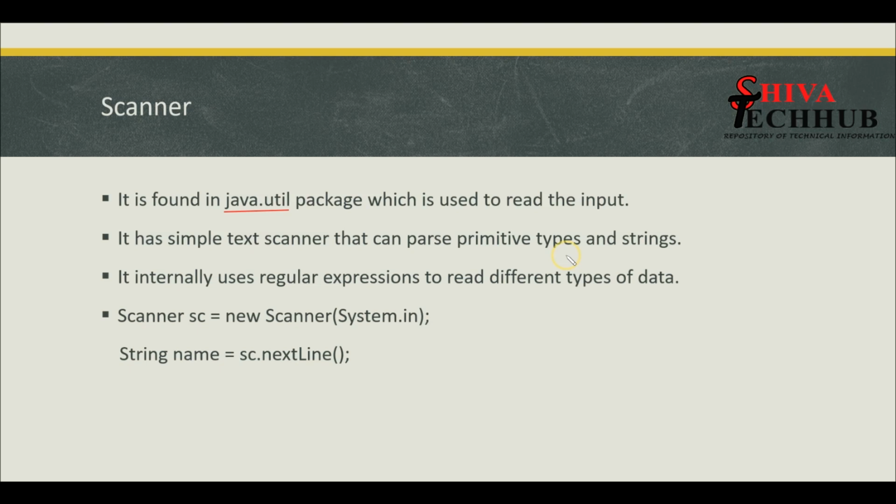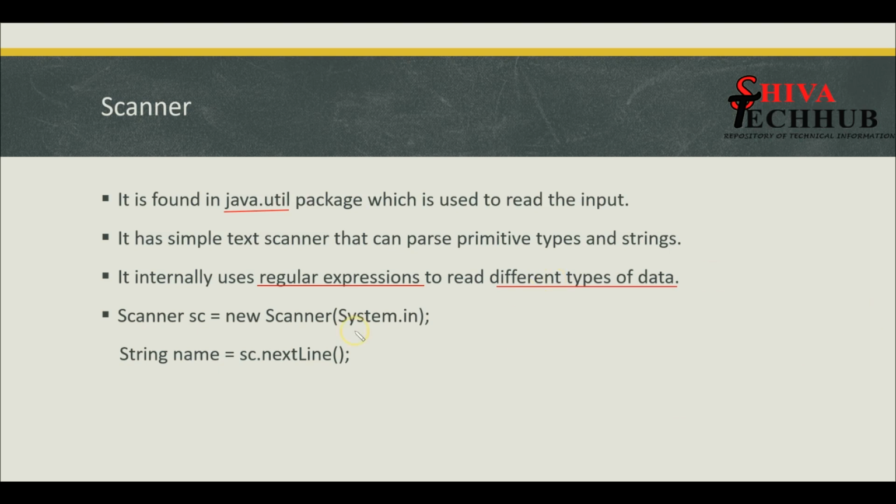Okay, and also what else does this scanner use? It uses regular expressions to read different types of data. Types of data in the sense the same thing like integer, float, boolean, double, all these things. Okay, internally it uses regular expressions to identify what is the type of data you have supplied.